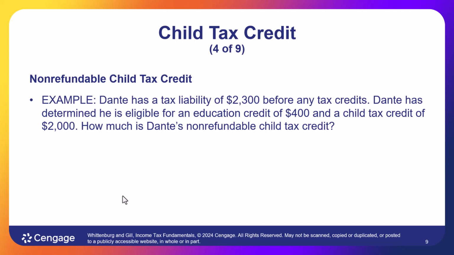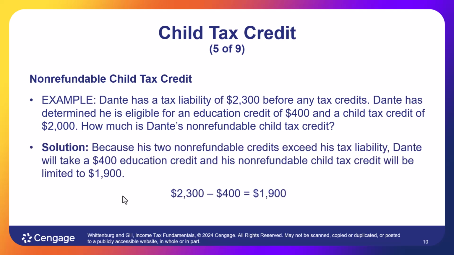An example. Dante has a tax liability of $2,300 before any tax credits. He's determined that he's eligible for an education credit of $400 and a child tax credit of $2,000. How much is the refundable child tax credit? Well, because his 2 non-refundable credits exceed his tax liability, Dante would first take the education credit, and his non-refundable child tax credit would therefore be $1,900.